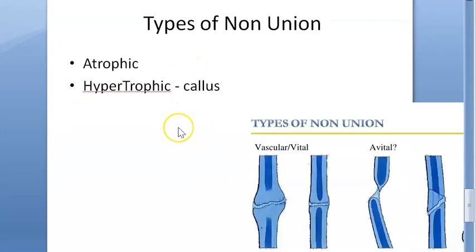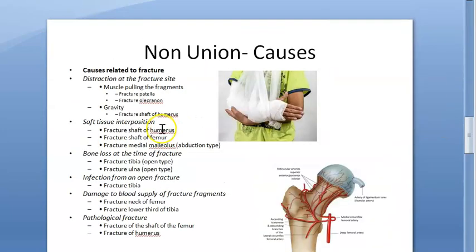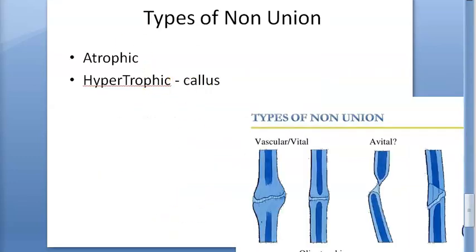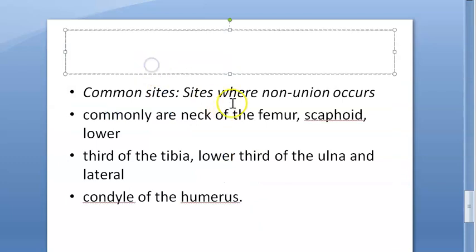Now let us go to the sites of non-union. That we already told you here. The sites of non-union, we just write femur, neck of femur especially, scaphoid. Scaphoid is where in your palm, right? Lower third of tibia, ulna, lateral condyle of humerus. These are common sites where you will see non-union.